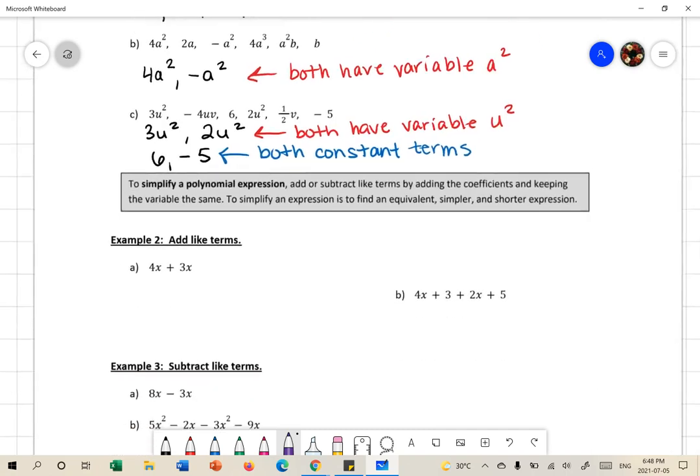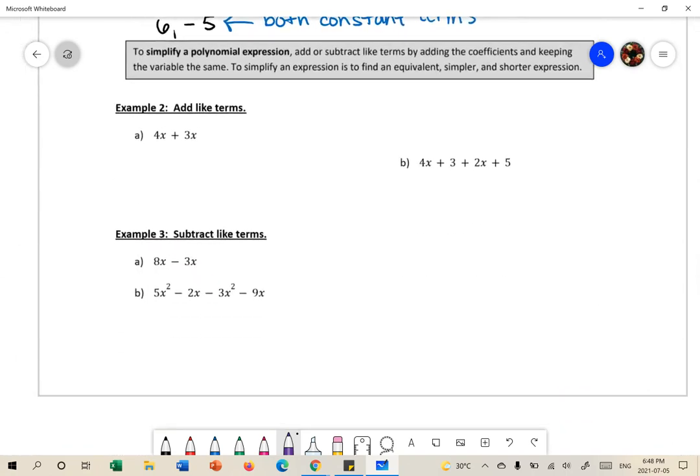Let's practice adding like terms. These are like terms in question A. They both have the x variable. So to add like terms, I'm going to write my like variable once, and then I'm going to just add the coefficients. So 4 and 3 I'm going to add together. 4 plus 3 is 7. So 4x plus 3x is equal to 7x.